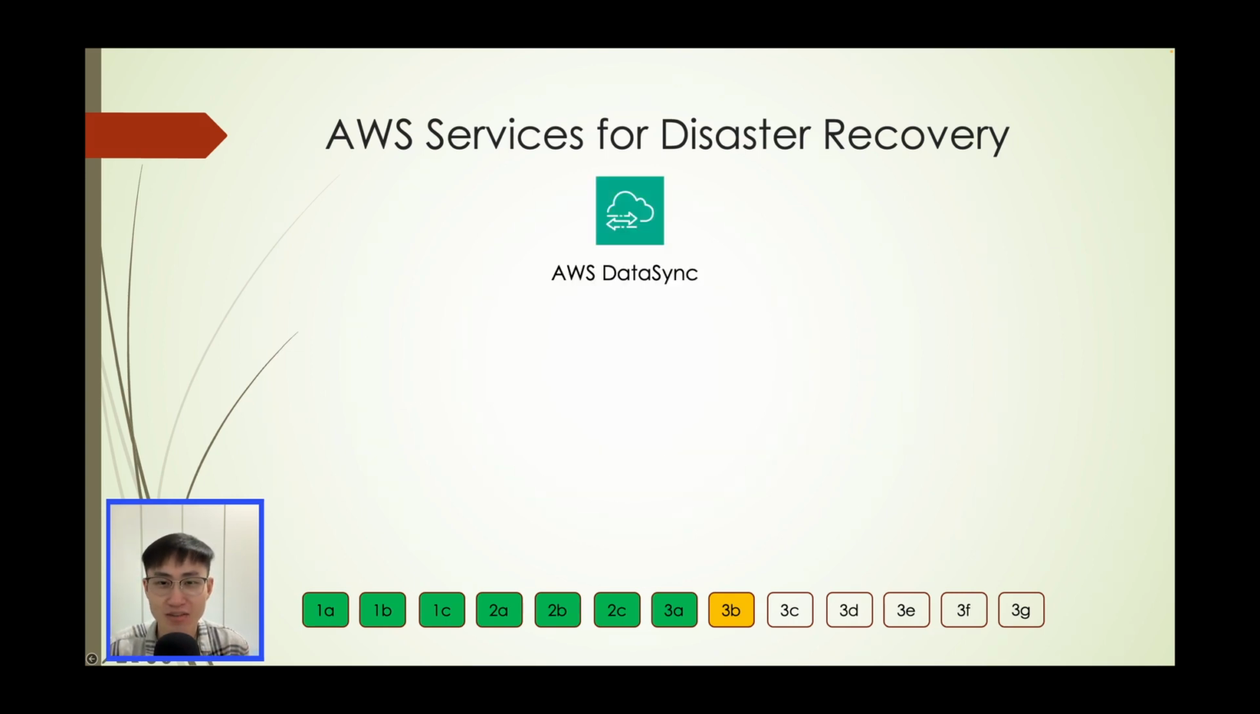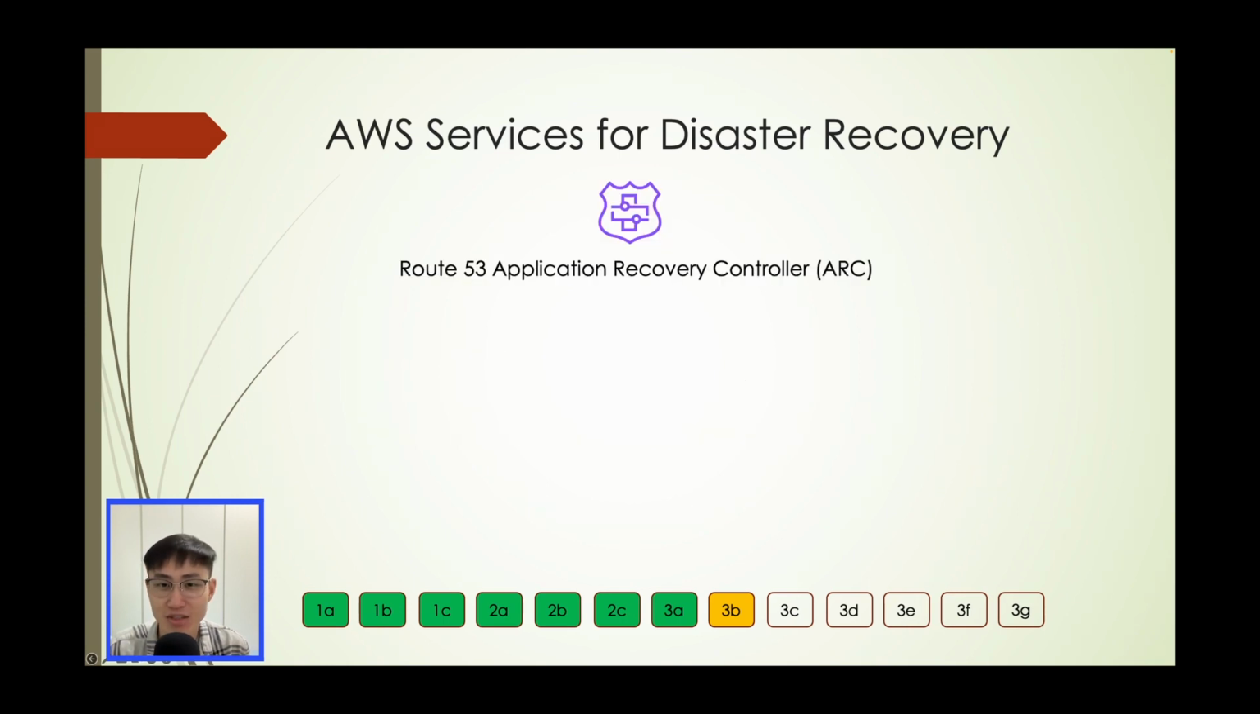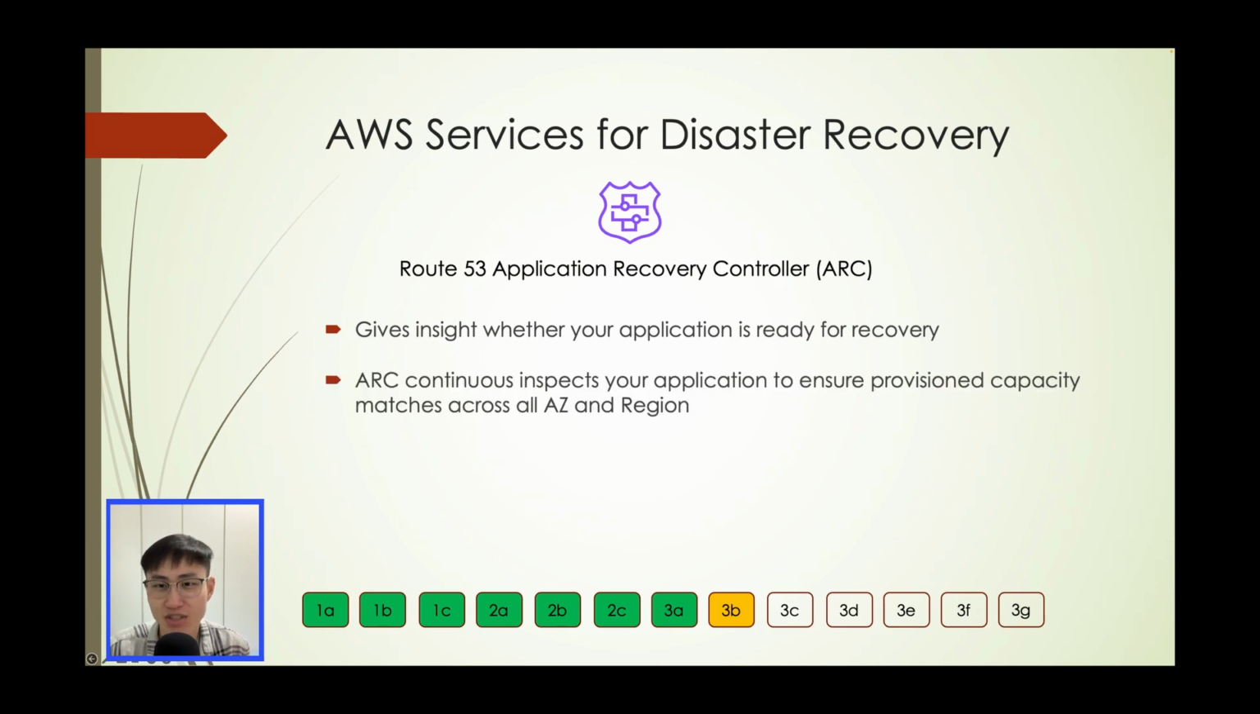The next tool that we have is AWS DataSync, which is an online data transfer service, and it can be used to transfer from an on-premise storage system to AWS or between AWS storage services. Now, DataSync also supports a variety of data systems such as NFS, SMB, S3, Snowcone, and many more. Lastly, we have Amazon Route 53 Application Recovery Controller, or ARC. It gives you insights on whether your application is ready for recovery. What it does is that it ensures provisioned capacity matches across all AZs and regions.